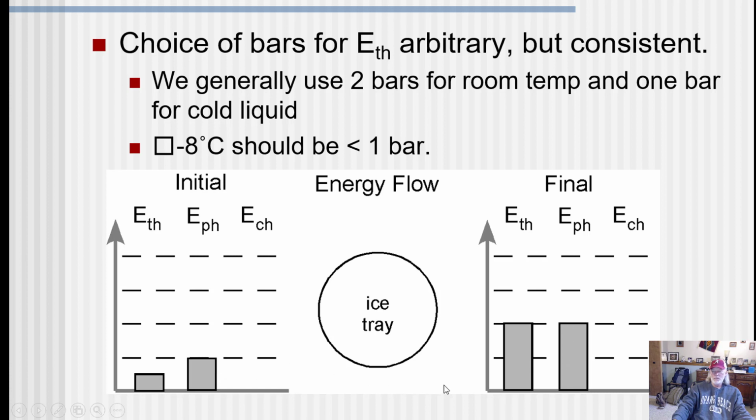And again, solids are 1 bar, liquids are 2. The system is the ice tray, or the ice itself. Now, we're saying that we're below 0, so we need to show this as below that first line. And then we can generally use 2 bars for room temperature. Again, that might be a nice thing to put in your notes. So we're going to say we've got 2 bars. So we can show that the thermal energy went from less than 1 bar to 2 bars, and the phase change energy went from 1 bar to 2 bars.